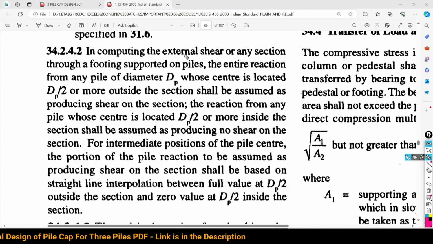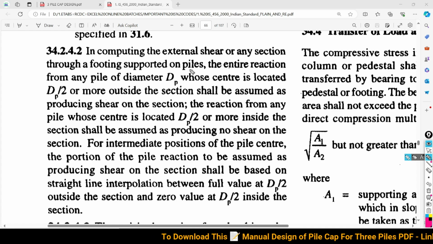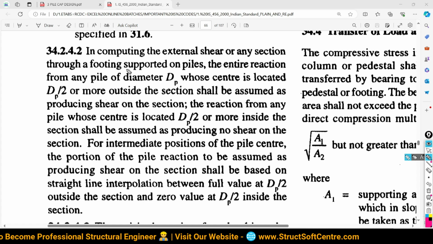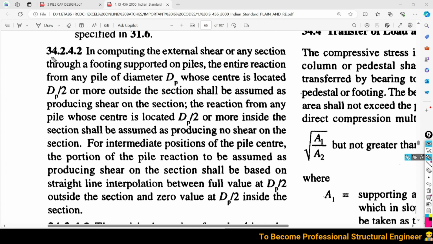So, in computing the external shear on any section through a footing supported on piles, obviously the footing supported by piles is the pile cap. So it is talking about the pile cap, not other types of foundation. For other types of foundation you follow the general approach for finding the shear value for punching and one-way shear. But if you are doing the shear check for a pile cap over piles, you have to follow this clause.